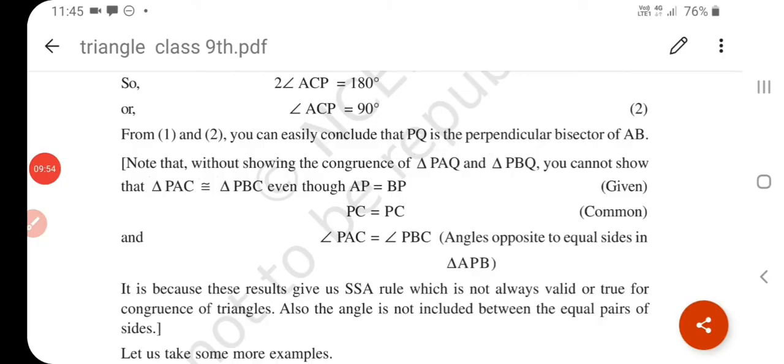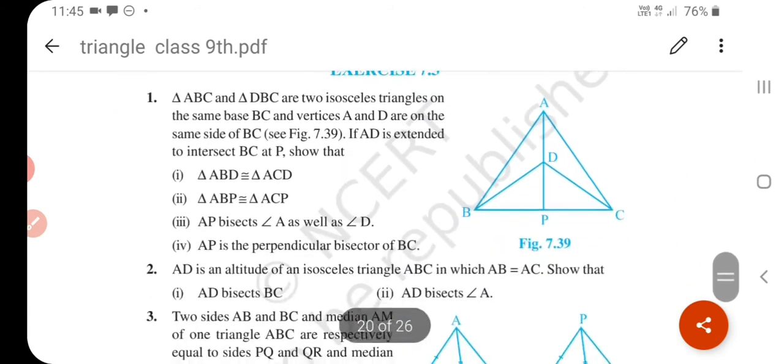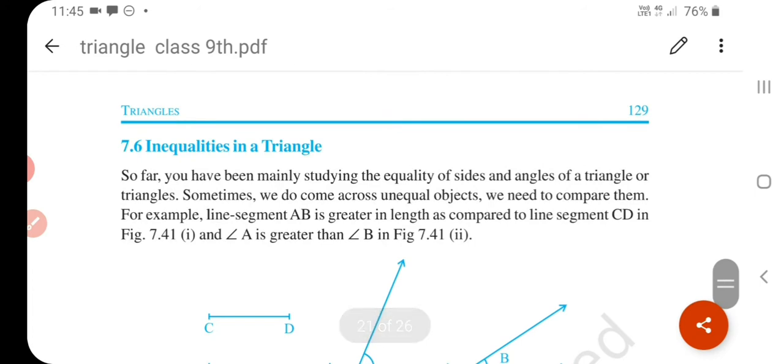Okay, understand? So students, whenever you solve, according to the given information, we apply the congruence rule. To apply this rule, there is no particular method, but the way of using these rules can be understood with the help of the following examples, because we will be doing so many examples and you have to know how to solve the questions. Okay, now the next point of this chapter is inequality in triangles.